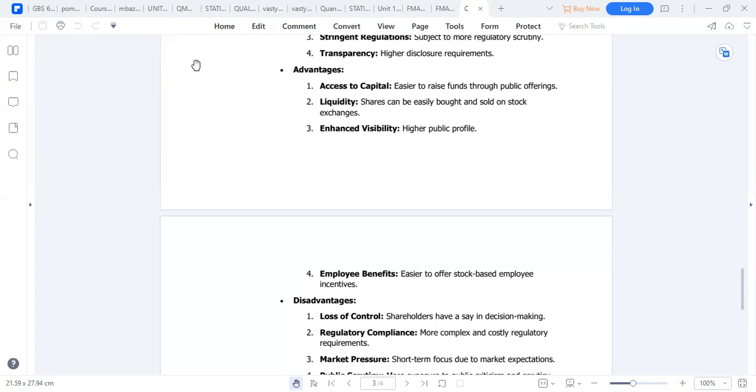Yes, we can. Okay, so expand on them, Irene. Advantages.